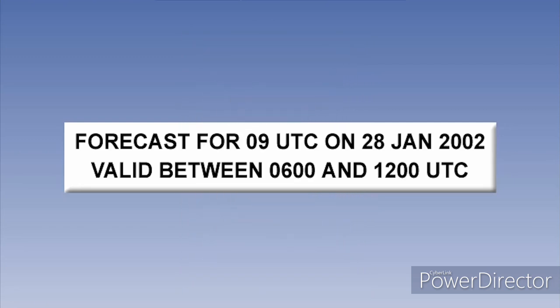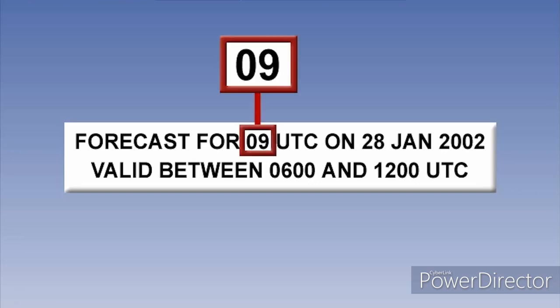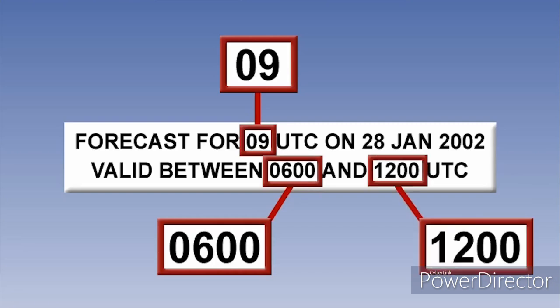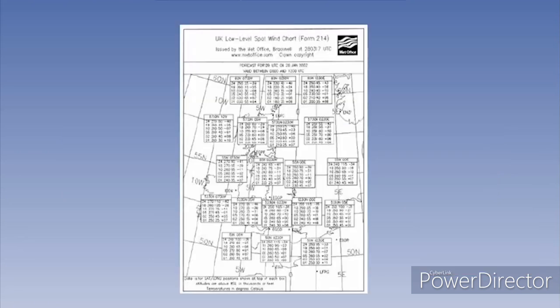The chart is a forecast of conditions expected at a set time. In our example chart, we see that it is forecast for 0900 Zulu, but valid 3 hours prior to this at 0600 Zulu, and 3 hours after at 1200 Zulu. The chart itself shows a map of the UK and Ireland overlaid with information boxes. The data within each box pertains to a specific location or spot on the map, the coordinates of which appear at the top of each box.